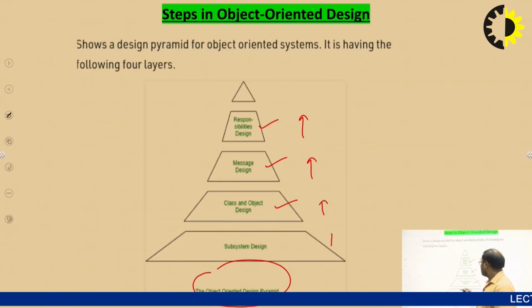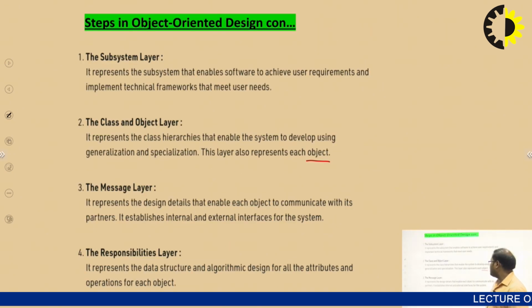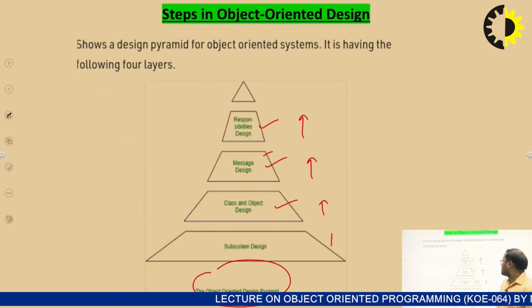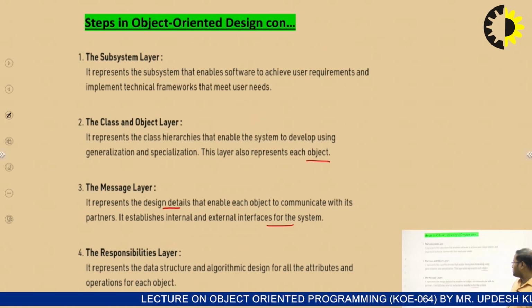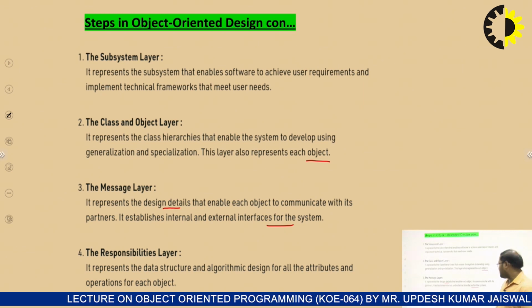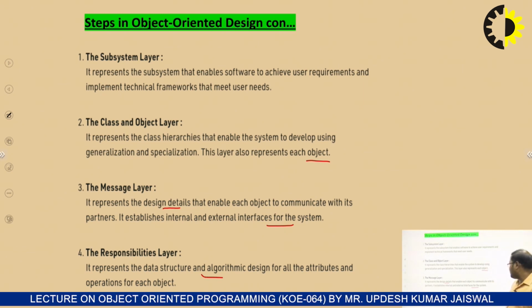The third layer is the message design layer. It represents the design details that enable each object to communicate with its partners. It generates the internal and external interfaces for the system. Now the last step is the responsibility layer. It represents the data structure and algorithm designed for all the attributes and operations of each object.